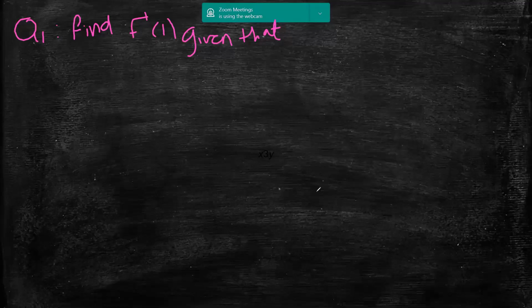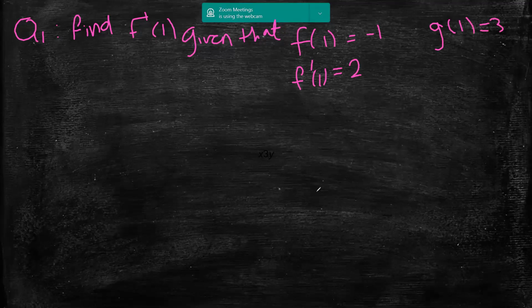Welcome. Find f prime of 1, given that f of 1 is -1, f prime of 1 is 2, g of 1 is 3, and g prime of 1 is -1. Now, A, find f prime of x.